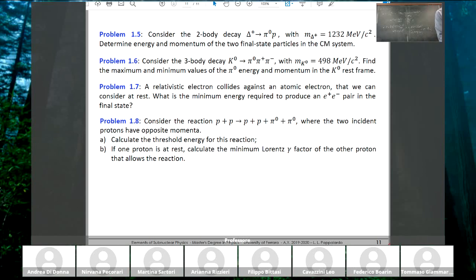Okay? So try to solve the previous problem. It's just the same as the first part of this one. And that's it, the lesson ends.